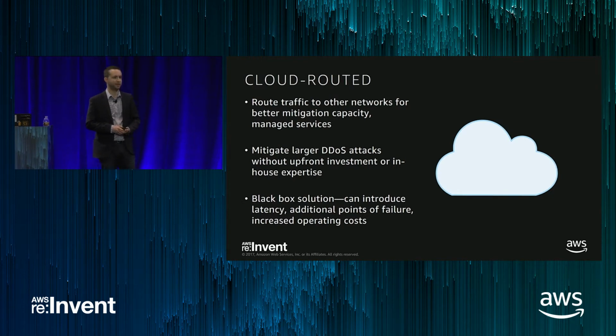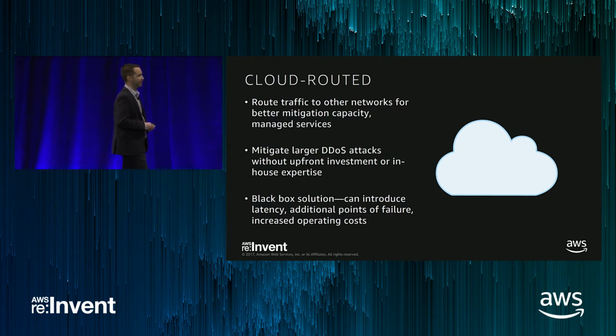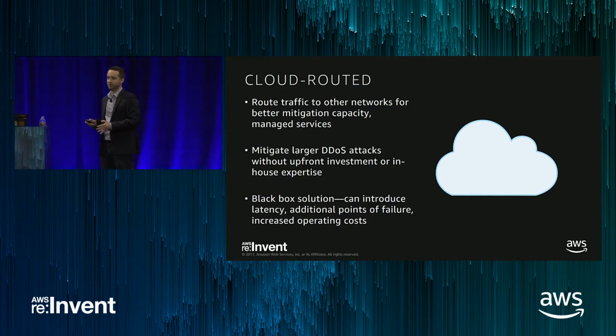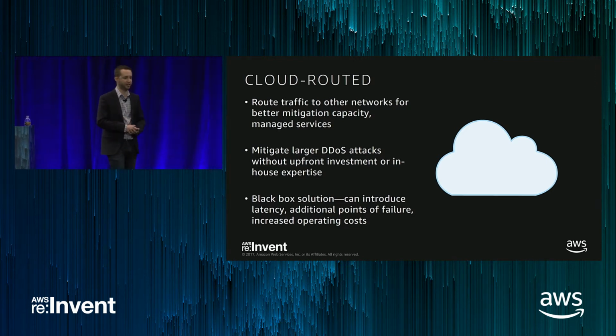But with cloud routed, some years ago, different companies started offering this idea that you can route your traffic somewhere else to have it scrubbed for you. And you could do that through BGP GRE tunnels. You could do that through WAFs that operate as a proxy on somebody else's network. And really the benefit here is that a lot of the heavy lifting was abstracted, and you didn't have to maintain your own capacity for attack mitigation.